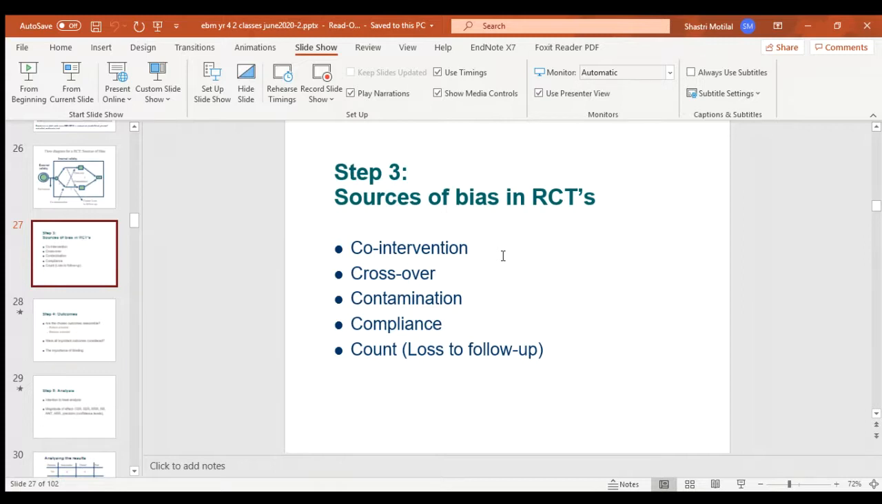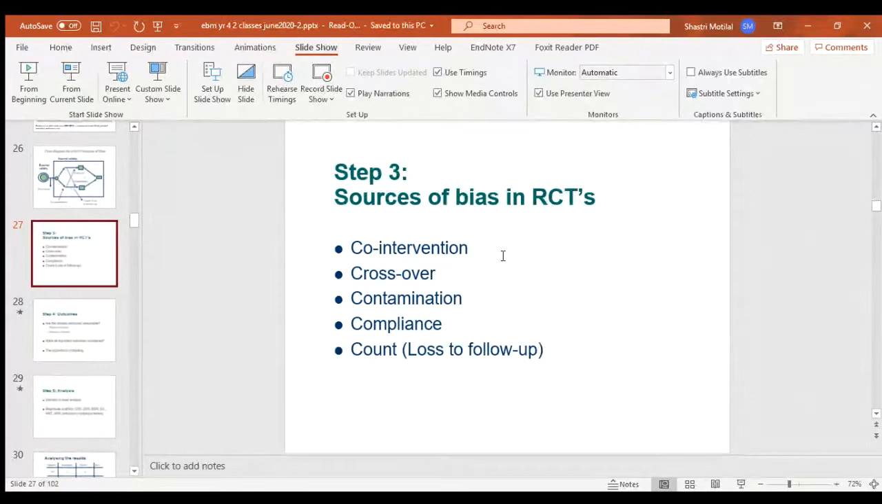It raises the question of how you analyze the patient. You analyze them as receiving atorvastatin, and you analyze them as receiving rosuvastatin, because they really received both. There are special techniques for that, which are beyond the scope of this introductory EBM class.